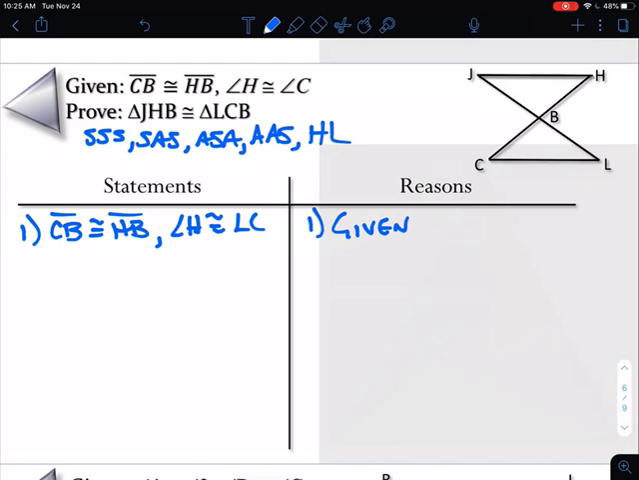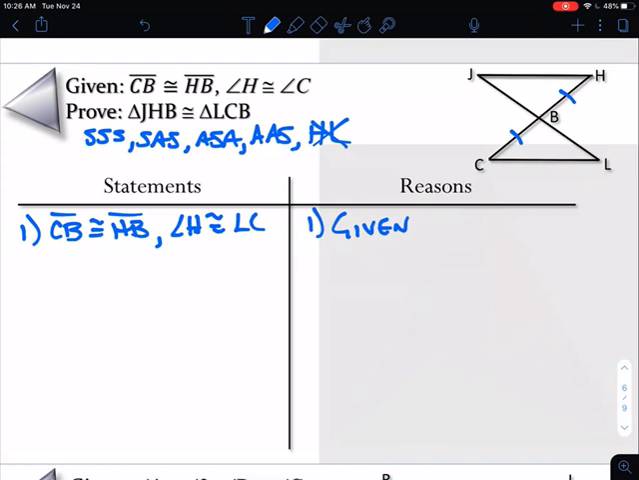Now in this case, if I look at the triangles right away, they're not right triangles, so I can automatically eliminate HL. That's not going to be an option in this particular instance. So I've got the other 4 still. So now I start looking at what they gave me. So CB and HB are congruent. So CB here congruent to HB here, so mark the picture.